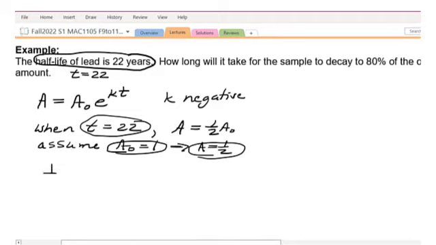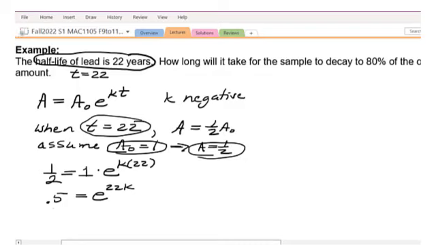So in this case, that would be 1/2 equals the starting amount, 1, times e to the k times 22. Or you could put, I heard you say 0.5. 0.5 is fine as well. You can put it as a decimal. It's probably easier on your calculator. So 0.5 equals e to the 22k would be an equation we can solve to figure out k. And what type of an equation is that? Exponential.